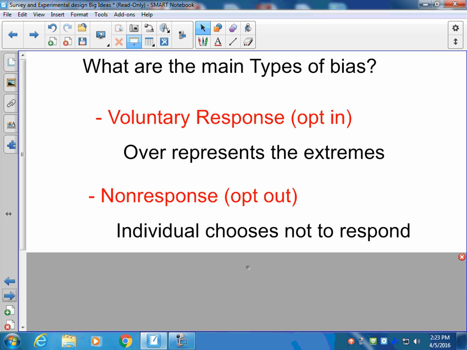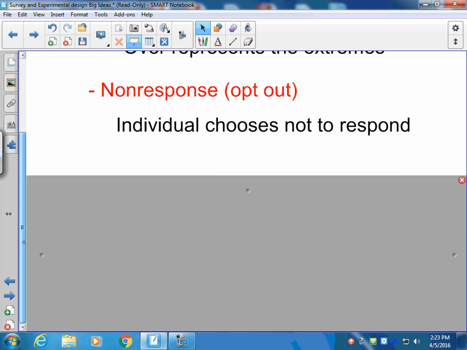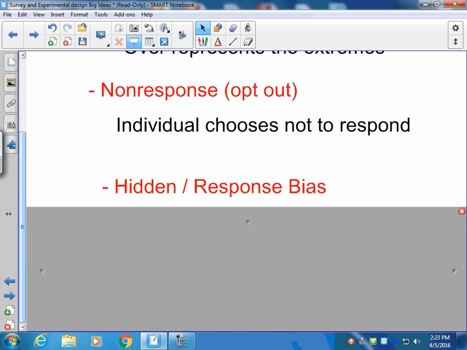And people often misconstrue these two terms and talk about a non-response as a voluntary response process. Okay, but people volunteer to respond is the opt-in versus the non-response, which is an opt-out scenario.